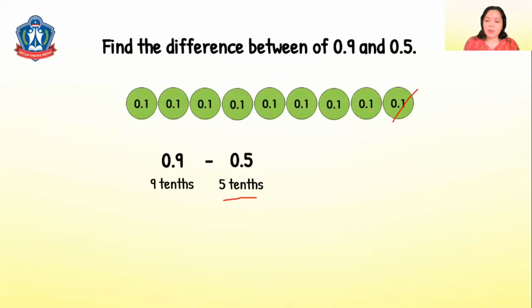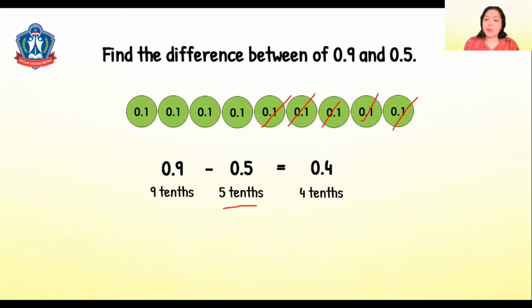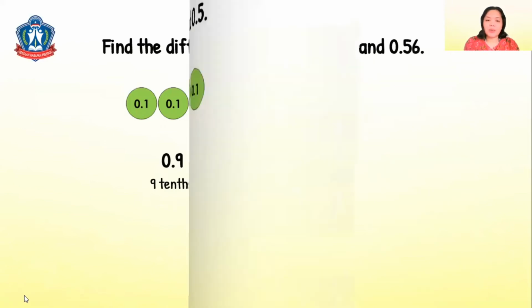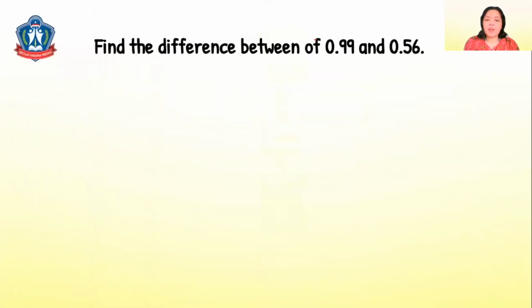We cross out 1, 2, 3, 4, 5. So simple. So the answer then is equal to 0.4 or 4 tenths. So this is how to subtract decimal numbers with one decimal place. How about this one? Let's subtract or find the difference of 0.99 and 0.56.